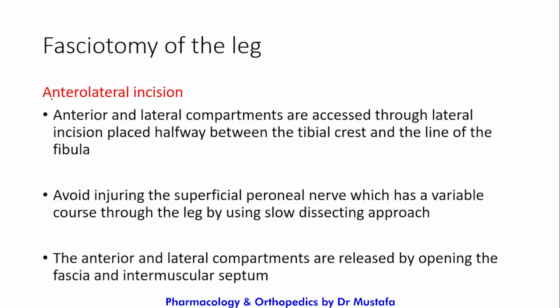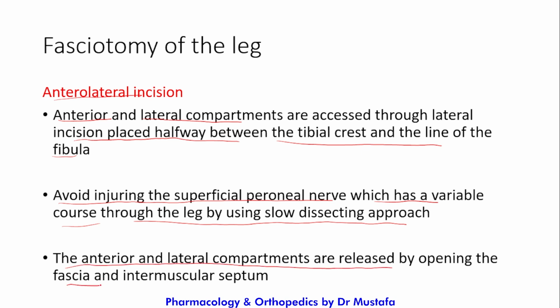Now the other incision is the anterolateral incision, and here we decompress the anterior and the lateral compartments, and with that we decompress all 4. The lateral incision is placed halfway between the tibial crest and the line of the fibula, and you avoid injuring the superficial peroneal nerve, which has a variable course through the leg, by using a slow dissecting approach. The anterior and lateral compartments are released by opening the fascia and intermuscular septum. Same goes with the posterior compartments.